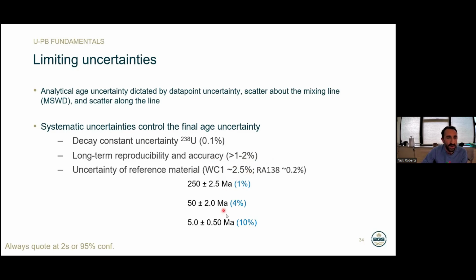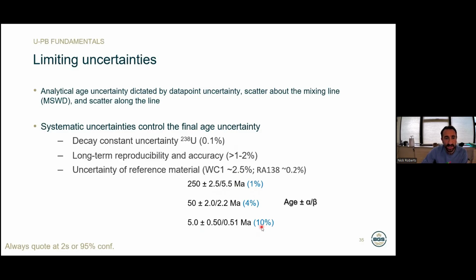And this has quite a significant effect on the resolution of the ages we can expect. So these are just some made up numbers at the bottom. This is a 1% age uncertainty, a 4%, and a 10%. And if we propagate these systematic uncertainties, you can see how much the age changes. So the top one, we had a 1% age. And once we propagated these quadratically, we ended with quite a big change. We went from 2.5 million years to 5.5 million years.